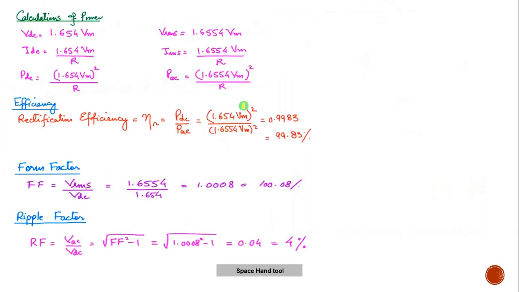Coming to the calculation, we have already got VDC, VRMS, IDC, IRMS. From that we will be getting PDC and PAC, and the rectification efficiency here will be around 99.83%, the form factor 100.08%, and the ripple factor here will be only 4%. In the output we will be getting only 4% as ripple.